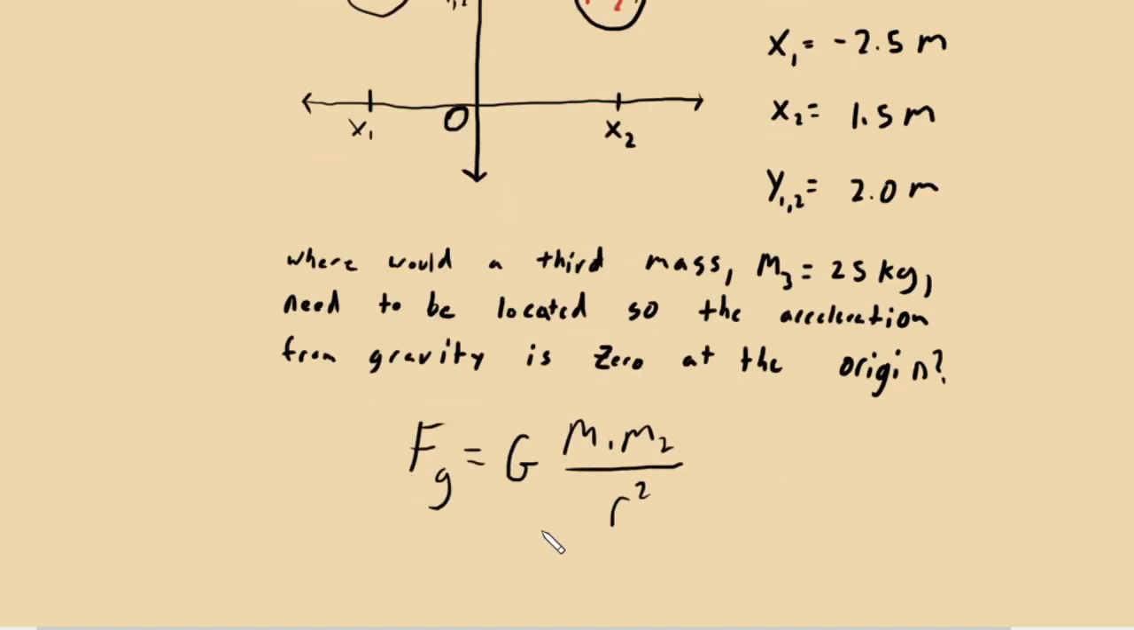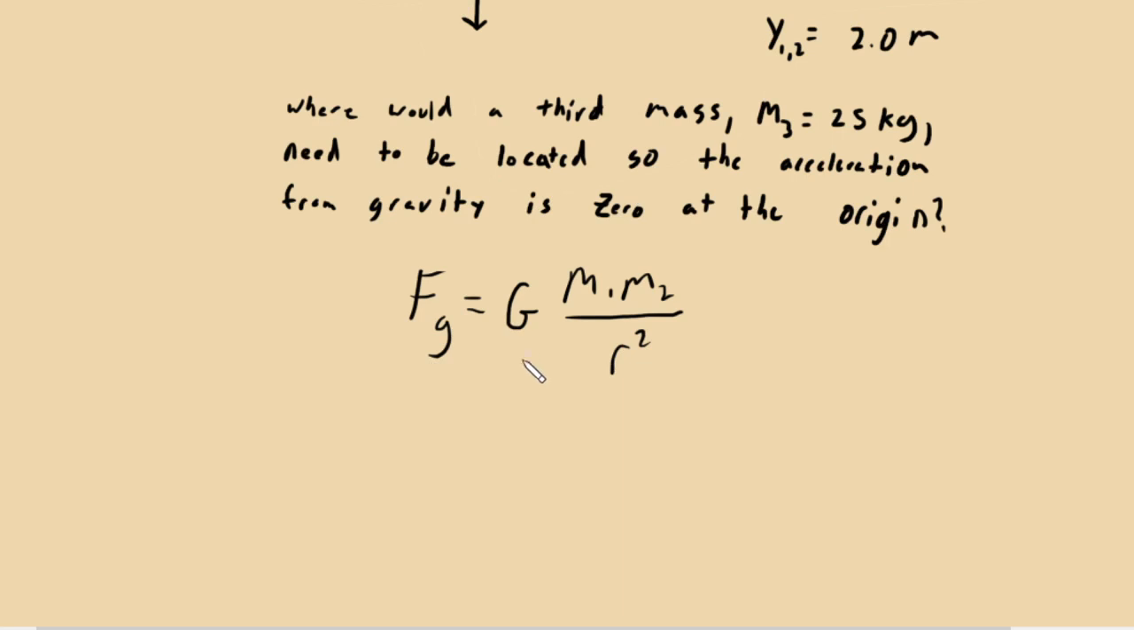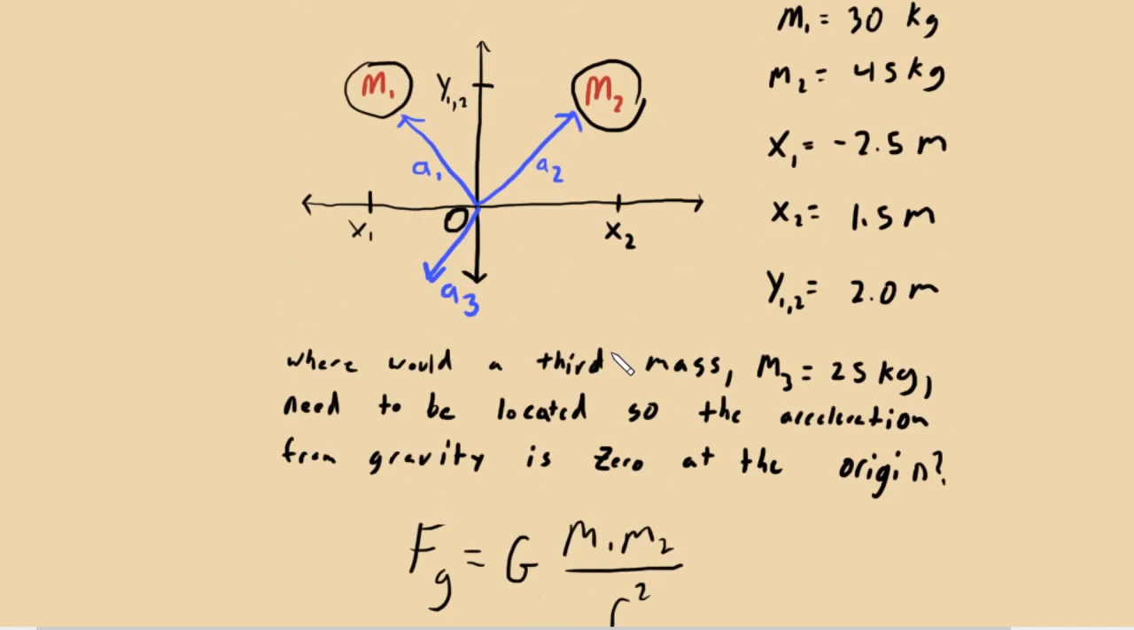So we know we're going to be using Newton's law of gravitation equation, F_g equals big G m1 m2 over r squared. But the problem is that what we're looking at is a point at the origin, and we don't actually have a mass there. So instead of talking about force in this problem, we could get rid of the mass at the point we're interested in, and just consider the acceleration that would occur from some mass.